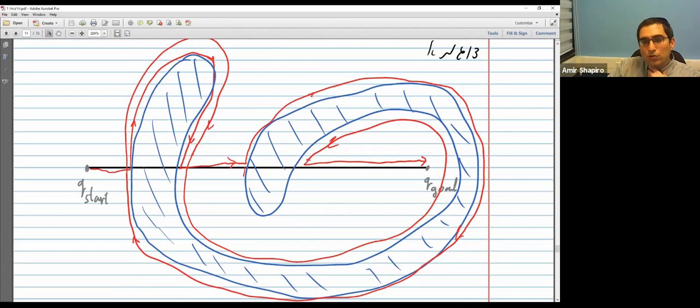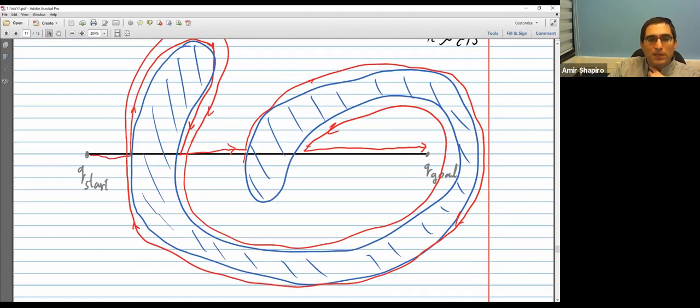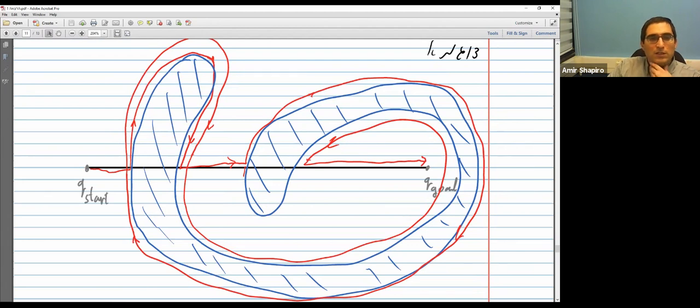I want to show you a more complex example. Here, the blue thing is the obstacle, and I need to go from the start to the target, to the goal. I'll go from here with the red.